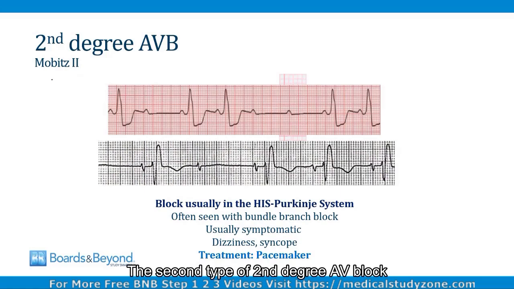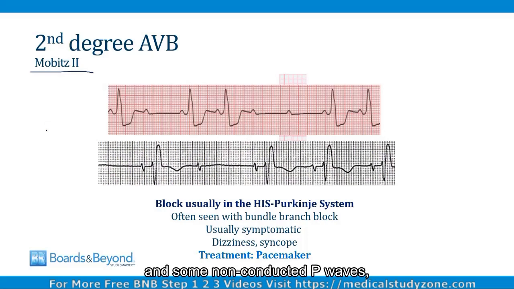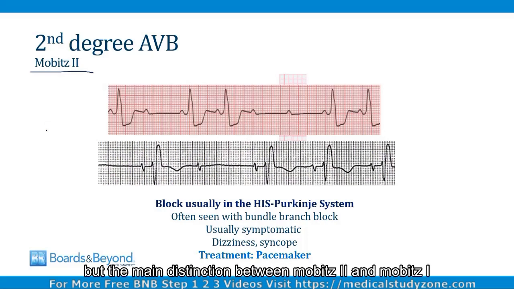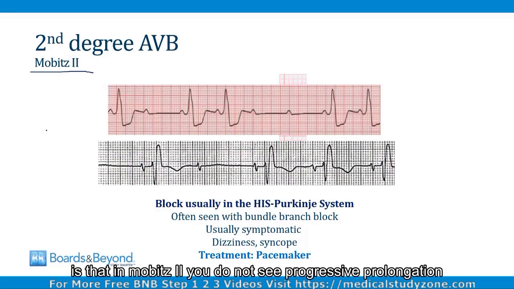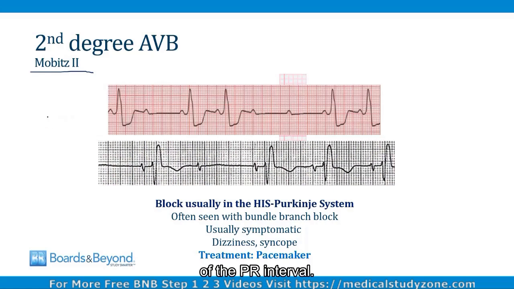The second type of second-degree AV block is called Mobitz type 2. In this form of AV block, you also have some conducted P waves and some non-conducted P waves, but the main distinction between Mobitz 2 and Mobitz 1 is that in Mobitz 2 you do not see progressive prolongation of the PR interval. Let's start by looking at this red strip at the top of the screen.